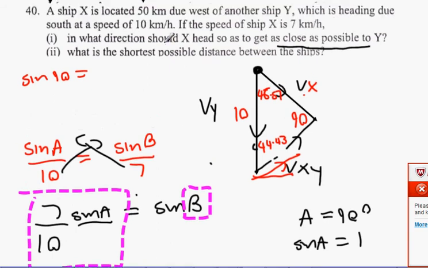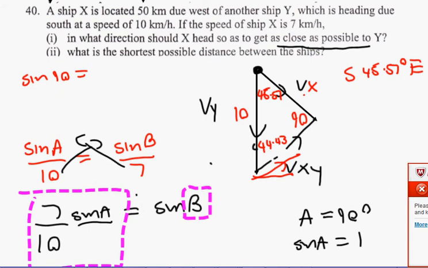Now look at this, guys. We're asked for the direction X should head. It's heading south, 45.57 degrees east. There you go. Now, what is the shortest possible distance between the two ships?